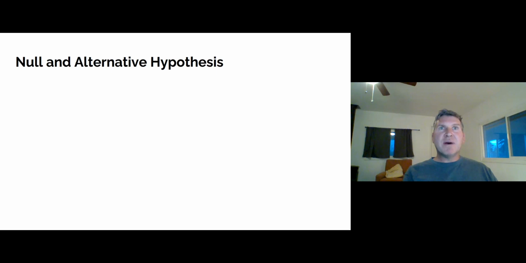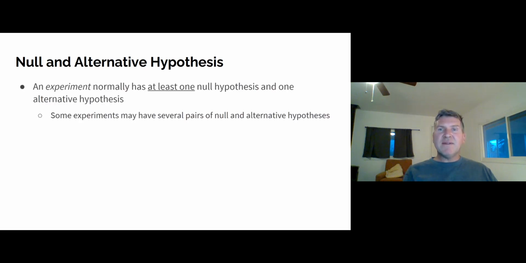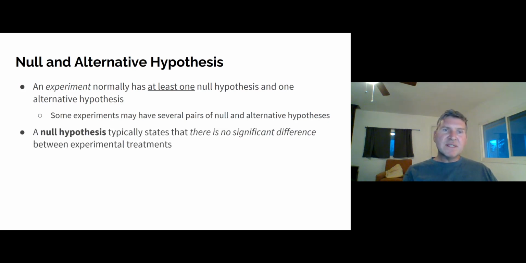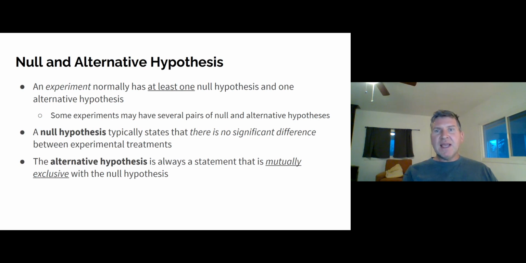Everything starts with a hypothesis. One important thing to realize is you have a null and an alternative hypothesis. You always have at least one null and one alternative hypothesis. The null hypothesis is typically the more conservative or status quo. It states that there's no significant difference between, say, two experimental treatments. Whereas the alternative hypothesis says that something impacts the performance or whatever you're measuring. The alternative hypothesis is mutually exclusive: the null and alternative hypotheses can't both be true.